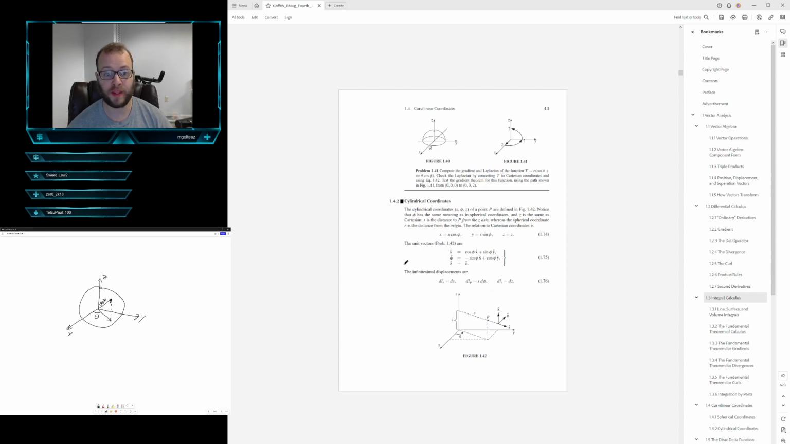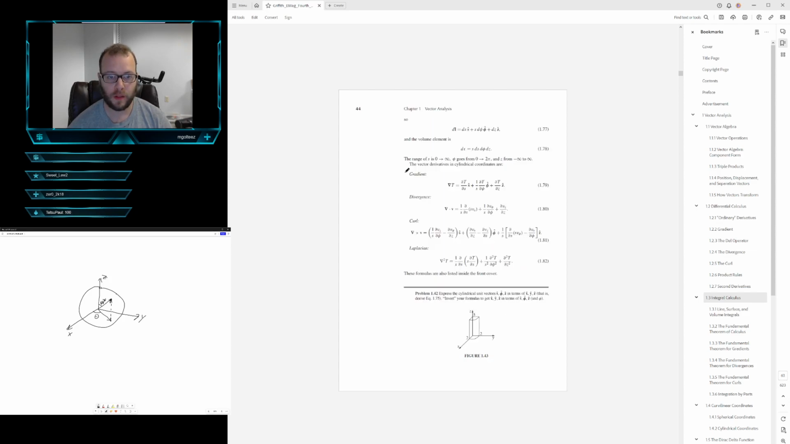Now we can do the same thing for cylindrical coordinates, which is simpler. We have z is the same as Cartesian, but we have a theta and an s, or a rho. So infinitesimal displacements, unit vectors, gradient, divergence, curl, Laplacian. Here we go, and the volume element.